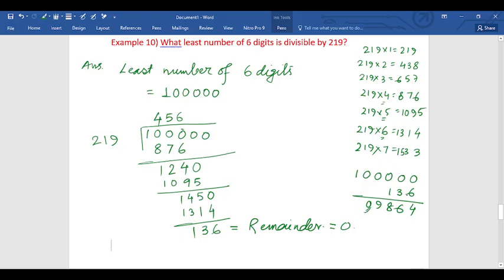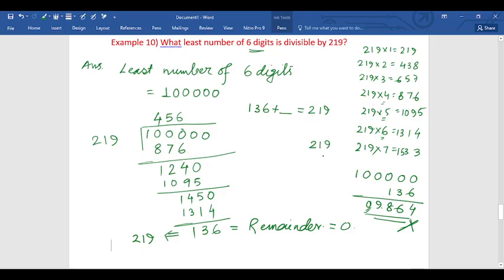Now see, if we remove 136 from this number, it is becoming a 5 digit number. But it is not the answer. It said the least 6 digit number, it should be 6 digit. But instead of 136, if we had 219, then we could easily divide it by 219. That means you should add some number to 136 to get 219. How much is that number?